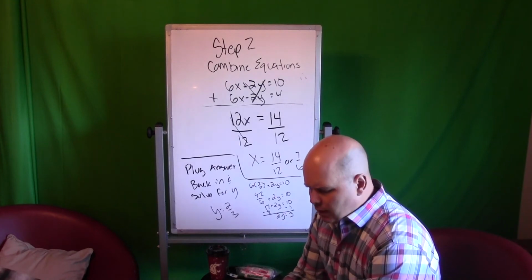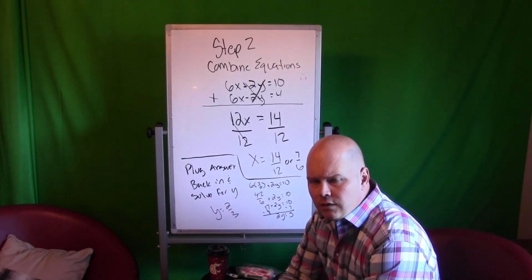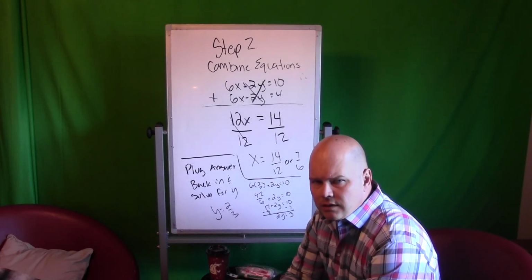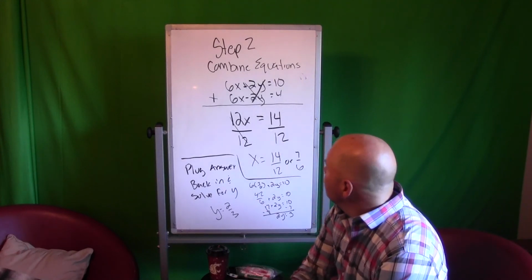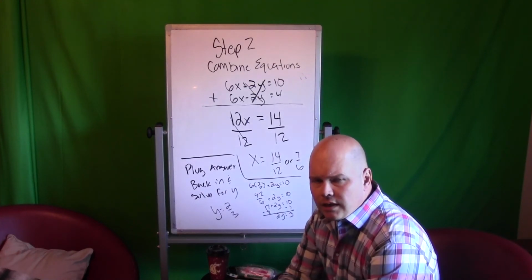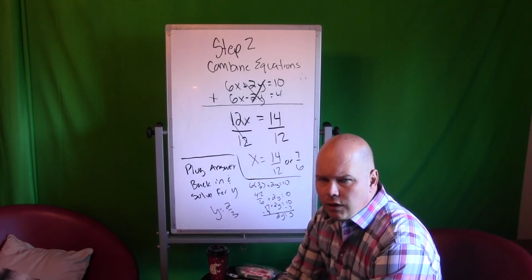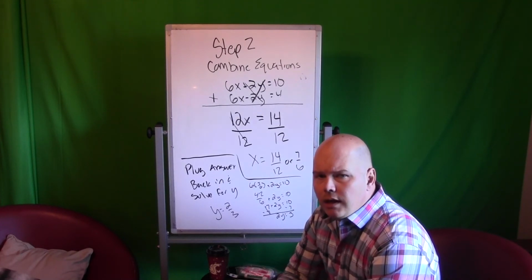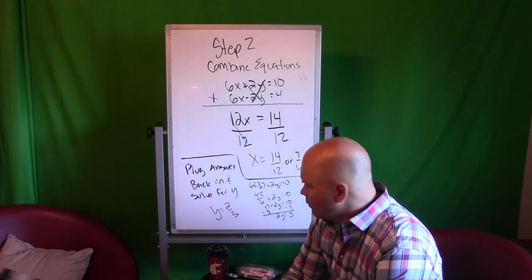So those are our 3 steps. Step 1 is figure out which variable you want to eliminate using scaling. So elimination by scaling is step 1. Step 2 is combining and solving for x. So combine the equations. And then step 3 is just plug whatever it is back in to solve for the other variable, and you're done. And that's kind of what we're dealing with when we're solving systems by elimination.